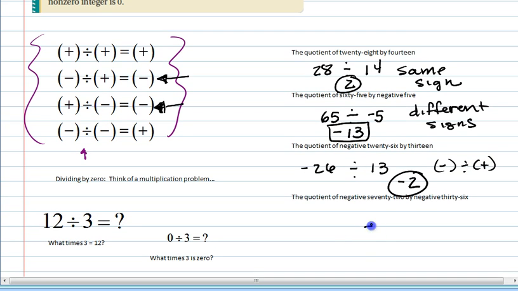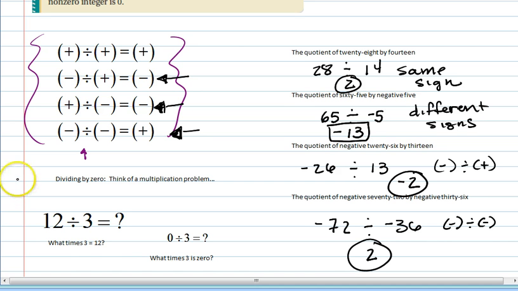The last problem is the quotient of -72 by -36. This is going to follow this rule. Go ahead and do your division. 72 divided by 36 is 2. Because I have a negative divided by a negative, my answer is going to be positive. So it's +2.